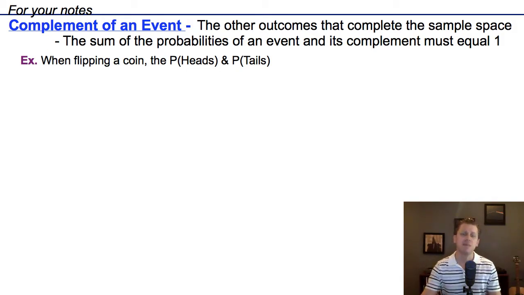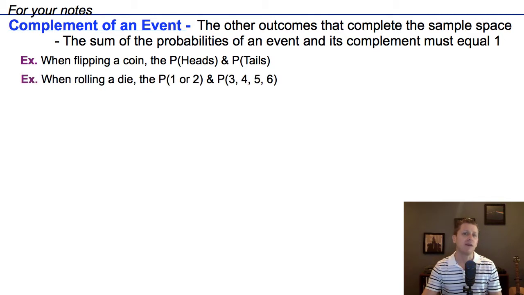Here's another example of an event and its complement. Think about when rolling a die. If I talk about the probability of rolling a 1 or a 2 on a die, the complement of that is the probability of rolling a 3, 4, 5, or 6. It's the other outcomes. And of course, when you add the probability of an event and its complement, it always equals 1. Here's one final simple example. I could say, what is the probability that the New York Giants win the Super Bowl? The complement of that event would be the probability that the Giants do not win the Super Bowl, because that is all of the outcomes in the sample space.